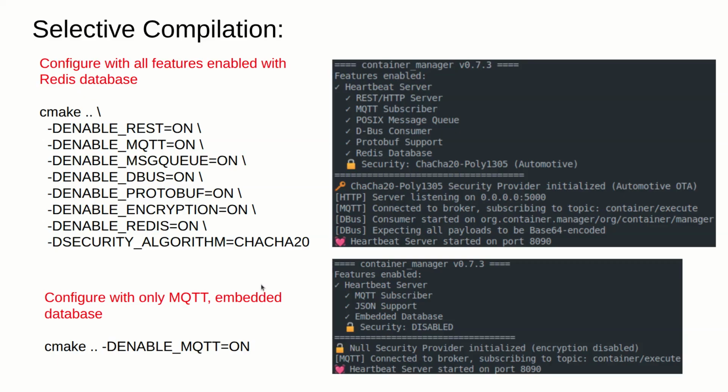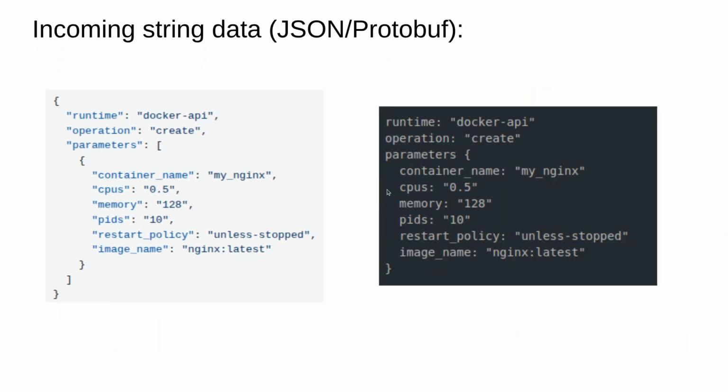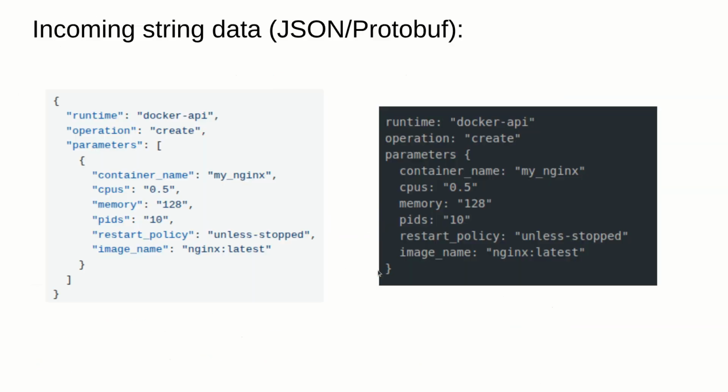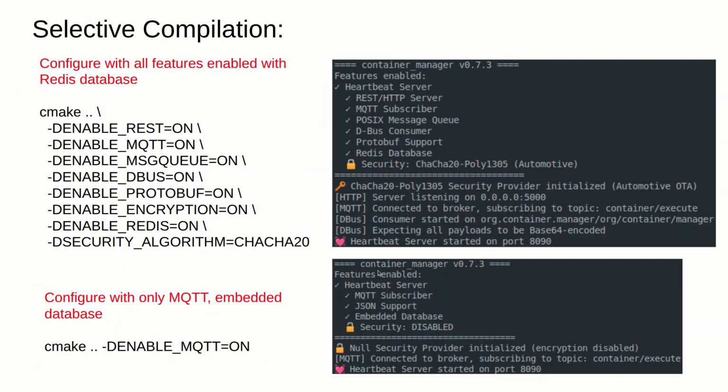Now say this is for testing, and you have figured out that you basically need only MQTT and you don't need anything else. You don't need any Redis, you don't need any secure algorithms, because you are getting a trigger from another use case to the container manager, another service. So in that case, everything is secure. You don't need any security. So in your CMake you enable only MQTT, nothing else.